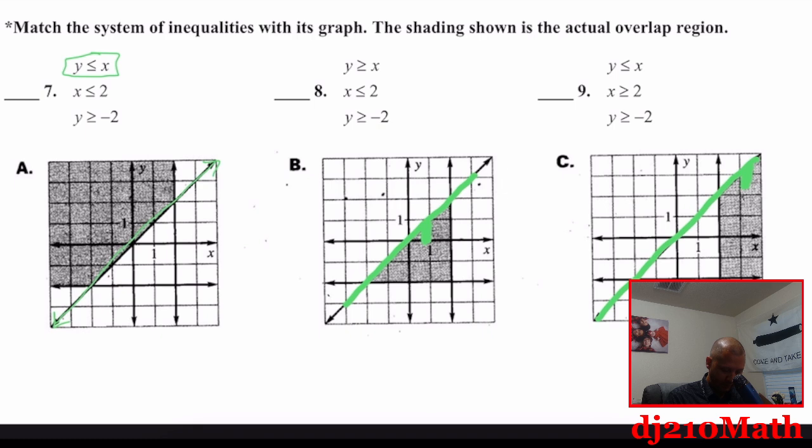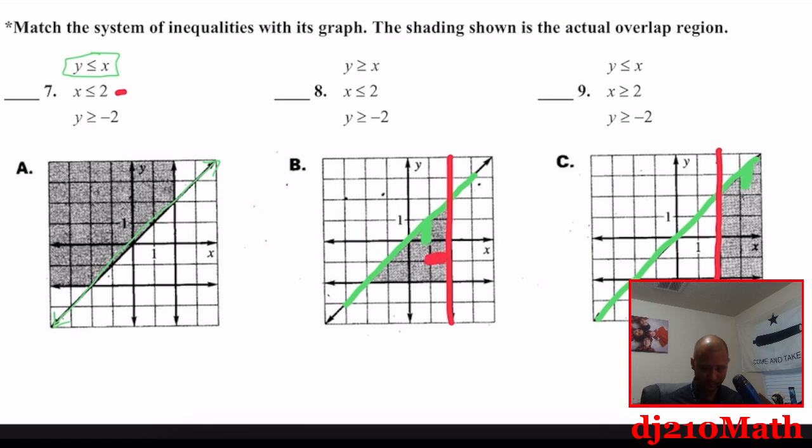For x less than 2, so x less than or equal to 2, this is a vertical line at 2. Well, actually, we know it's not that one, so I don't even care about that one. I think it is B and C. So vertical line at 2, vertical line at 2. Okay, but it says x is less than 2. So we want everything left of 2, shaded left of 2.